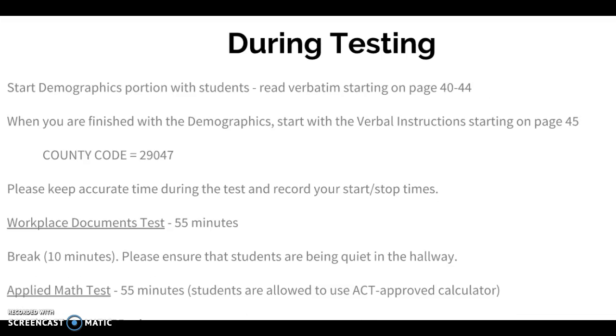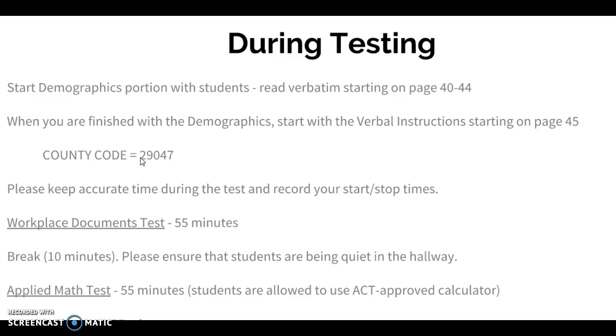The first thing you guys will do is to start the demographics portion with your students. Please read verbatim starting on page 40 and it goes through page 44. They will need to know this right here, the county code 29047. I would just write that on your board.